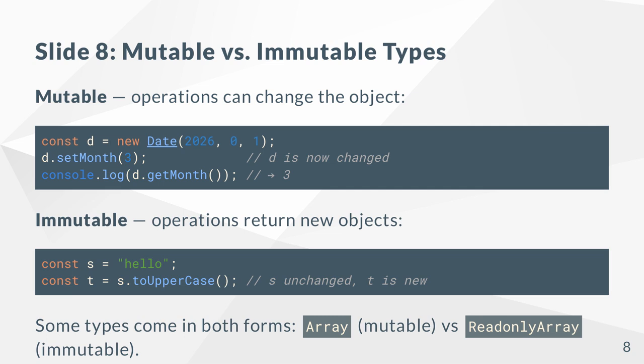This distinction matters because mutable types are harder to reason about. When an object can change, you have to think about when and how it was changed. Immutable types are simpler. Once created, they never change.